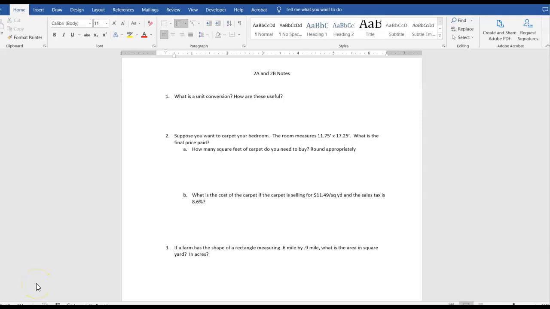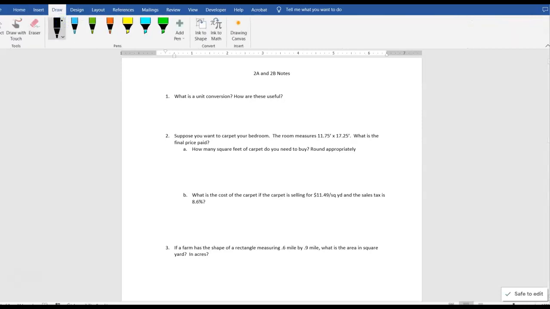From the lesson introduction on units and measurements, sections 2A and 2B, we wrote down what a unit conversion is, what a unit is, and places that they are useful or helpful. So let's just start looking at some problems. And we've just completed talking about geometry.